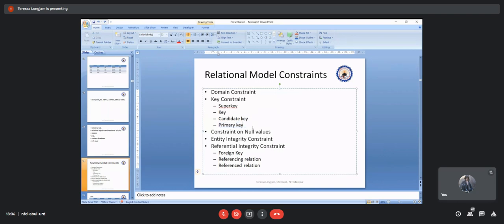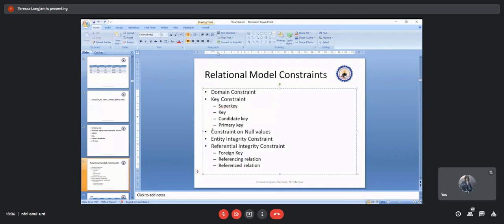Now I will define what this key constraint is. The key constraint means the value for the key attribute, the value for the primary key, should be unique. It specifies that the value of the key attribute for different tuples in the relation has to be unique. So for every tuple, the value of the primary key should be unique. That is the definition of key constraint, and we can provide such key constraints in our relational model.